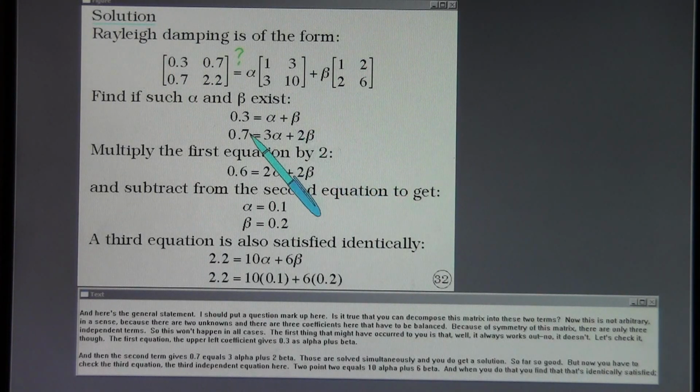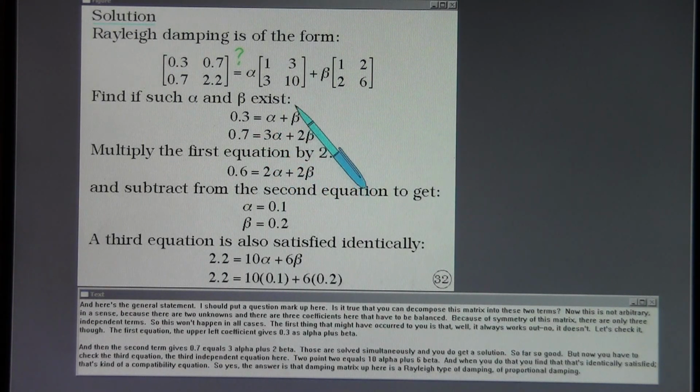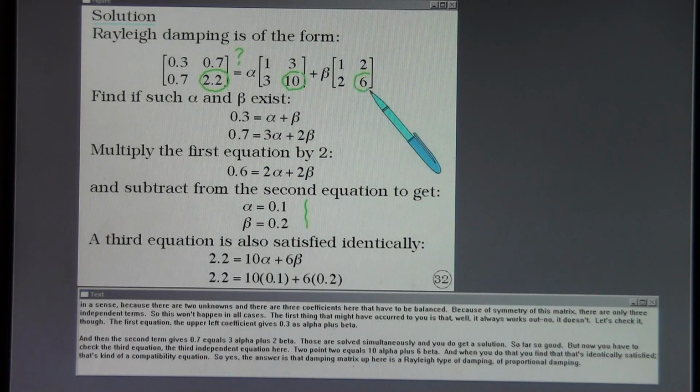The first equation, the upper left coefficient, gives 3/10 as alpha plus beta, and then the second term gives 7/10 equals 3 alpha plus 2 beta. Those are solved simultaneously and you do get a solution. So far so good. But now you have to check the third independent equation here. 2.2 equals 10 alpha plus 6 beta. And when you do that, you find that that's identically satisfied. That's kind of a compatibility equation. So yes, the answer is that damping matrix up here is a Rayleigh type of damping, of proportional damping.